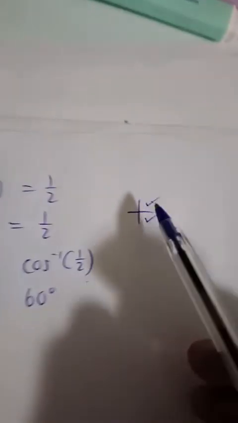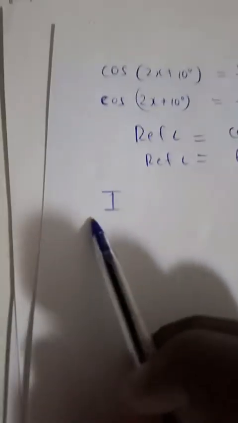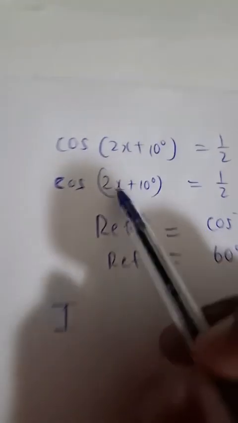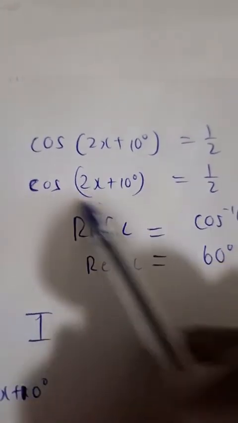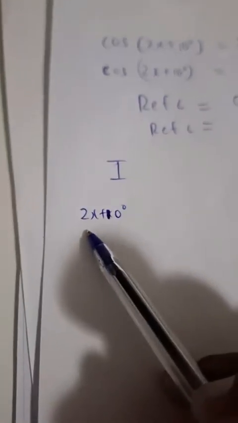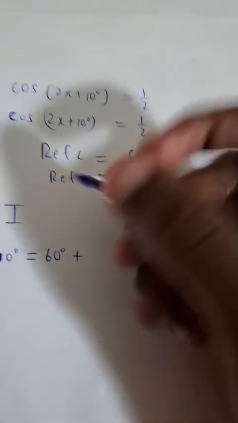Then we go to the quadrants. We have quadrant 1, we have quadrant 4. So for quadrant 1, on the left hand side, we have 2x plus 10, so we write 2x plus 10 degrees. Please take note of that, guys. The 2x plus 10 comes down to the quadrants. On the left hand side, we say it's equal to 60 degrees plus what?